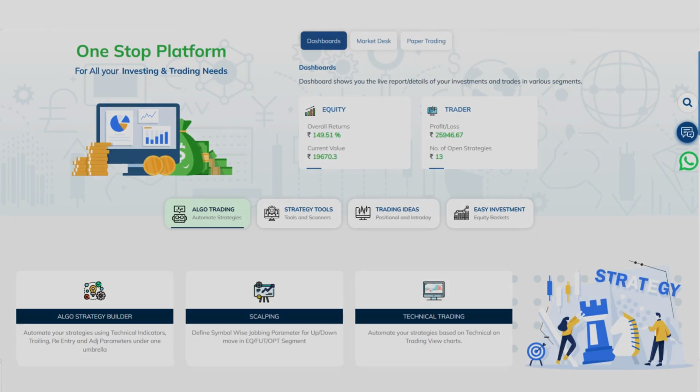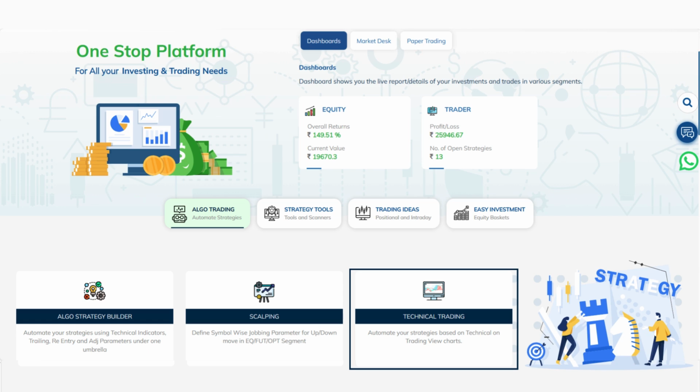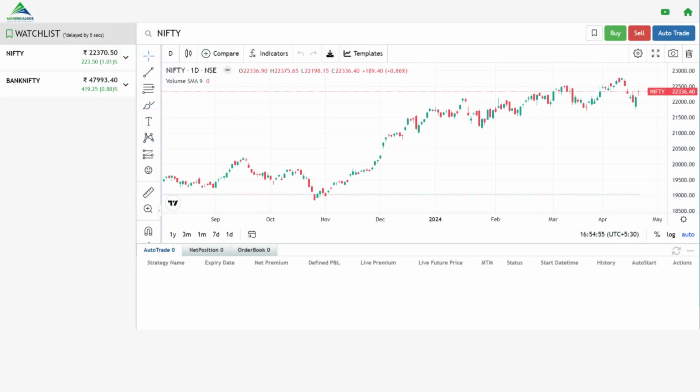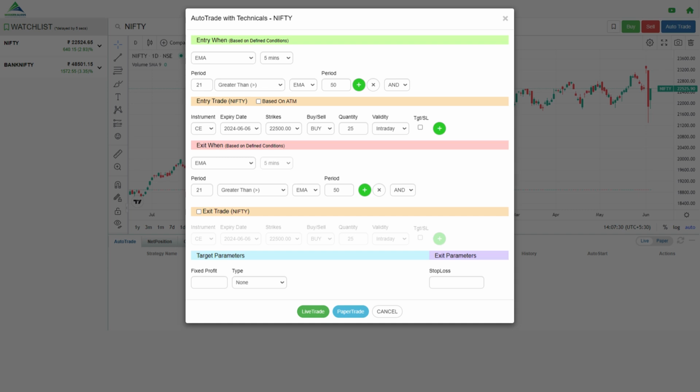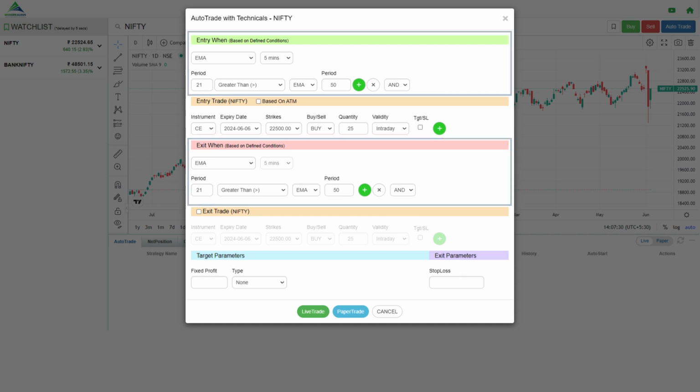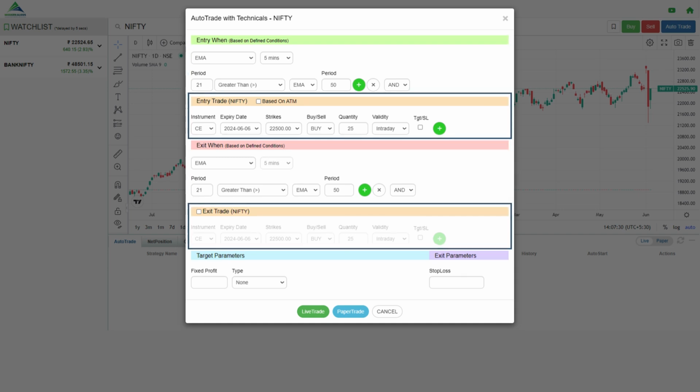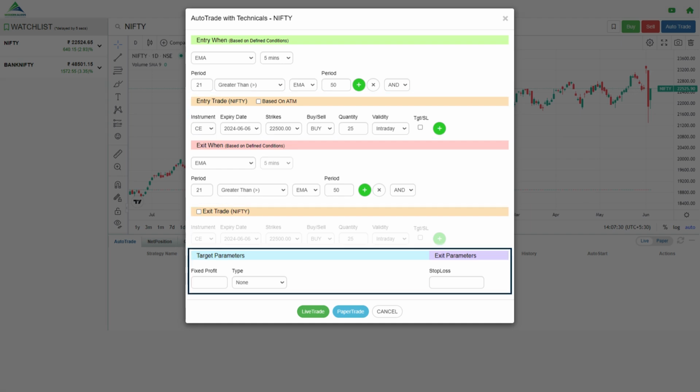First, log into Modern Algos and access the technical trading section. Next, choose your desired symbol and integrate an indicator for analysis. Then, click on the Auto Trade button located at the top right corner. Here, specify your entry and exit conditions as well as your trade parameters. After that, define the overall strategy's target and stop loss.